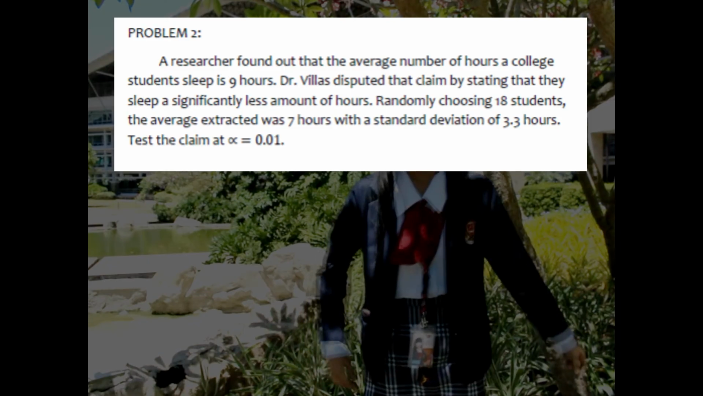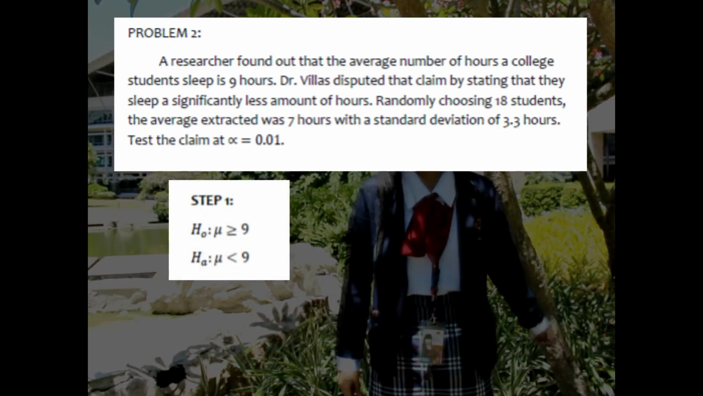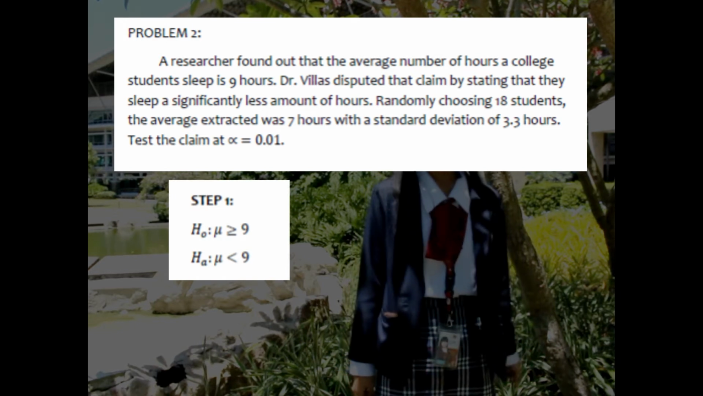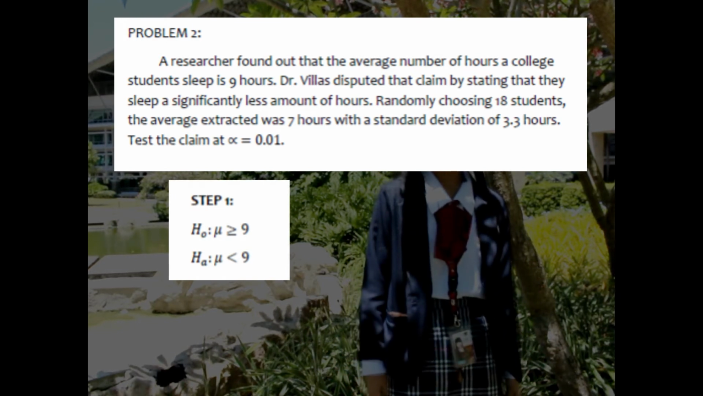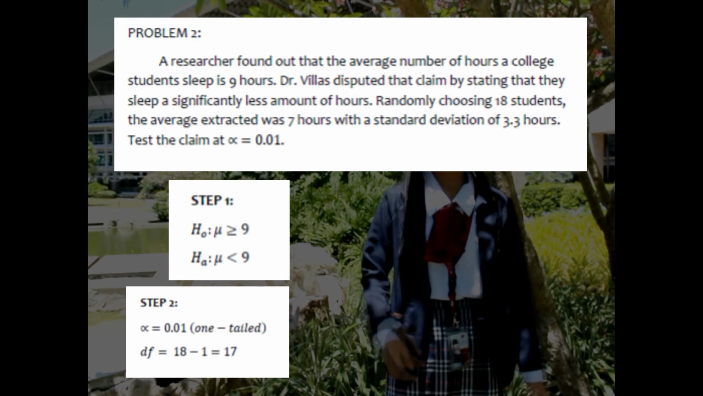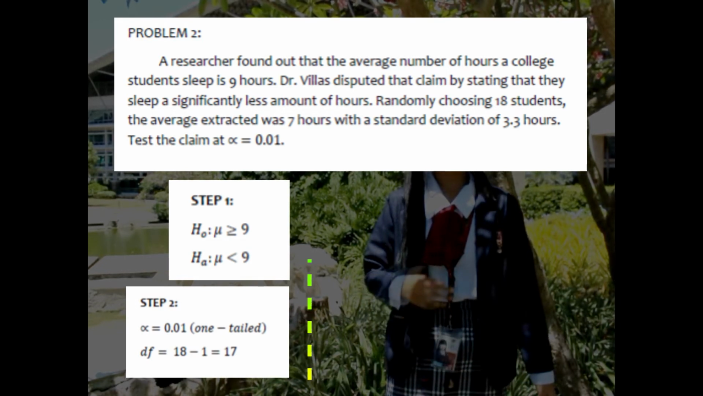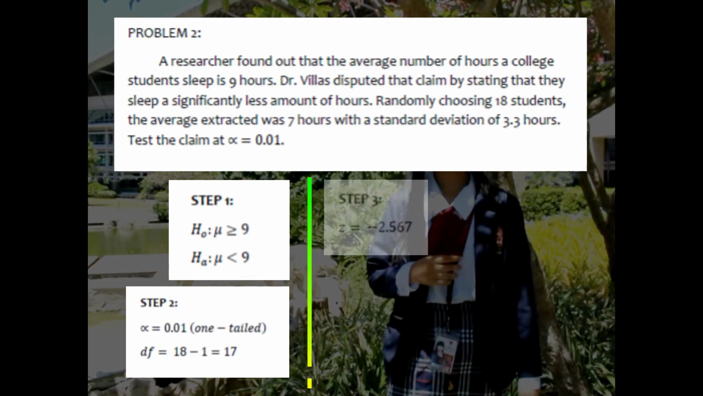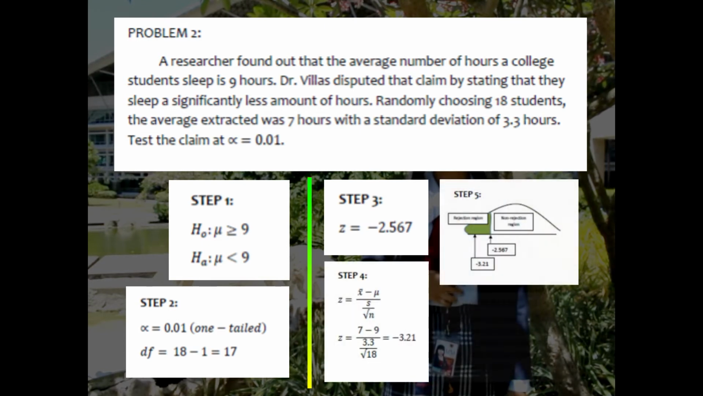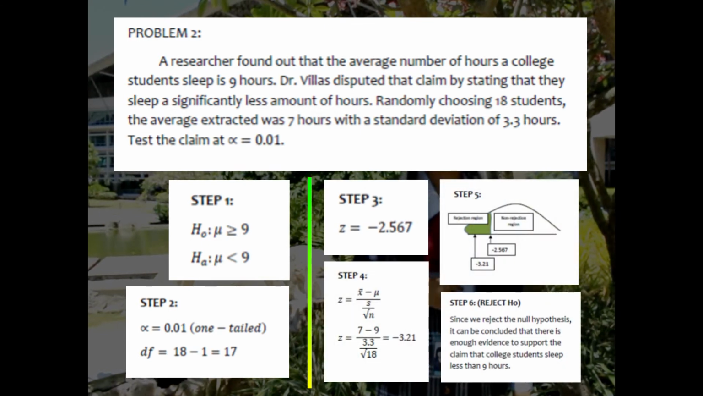If the given problem is identified as one-tailed, read the problem carefully and indicate the claim at HA. Since the problem is identified as one-tailed and the claim is less than, Z in step number 3 must be equal to the negative value.